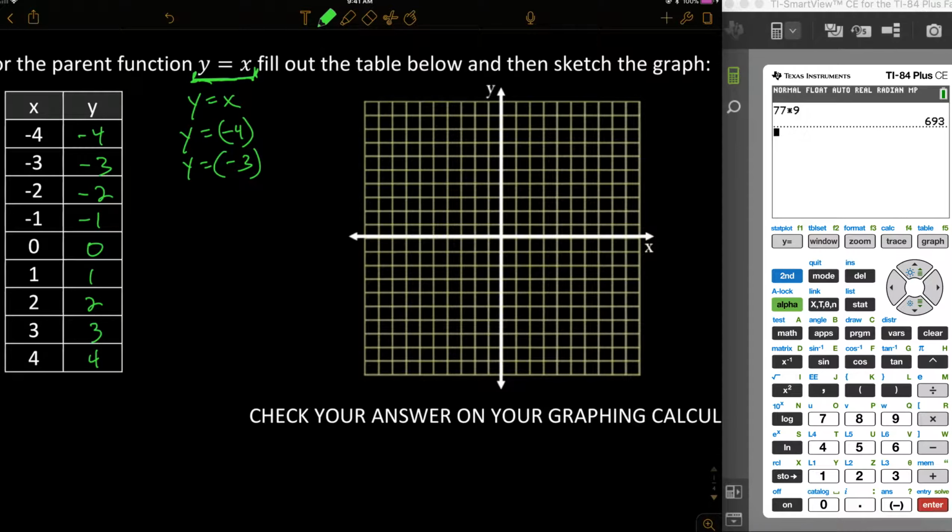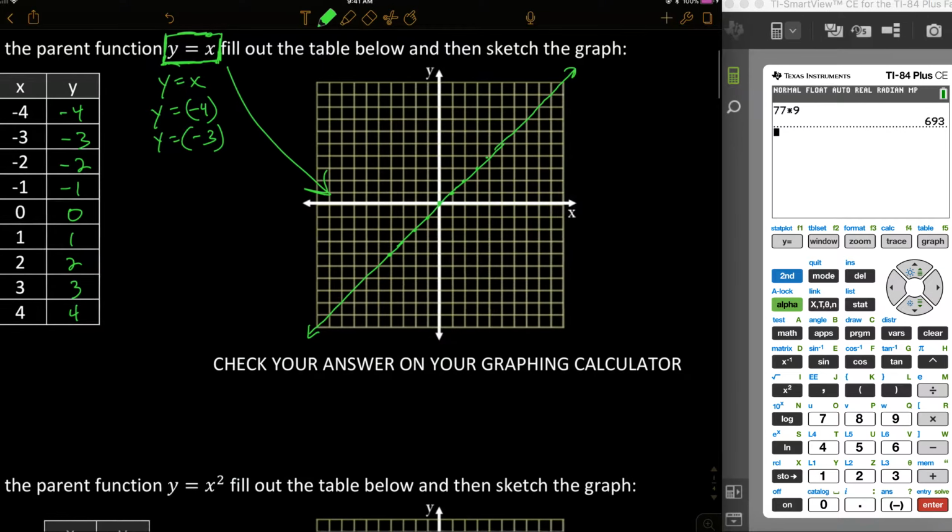let's graph those points on the axes here. So we got -4, -4; -3, -3; -2, -2; -1, -1; 0, 0; 1, 1; 2, 2; 3, 3; 4, 4. So when I sketch this graph, you get this line that passes through a y-intercept of 0 with a slope of 1. You've got to recognize that graph as y equals x from now on. We have to know what that looks like.